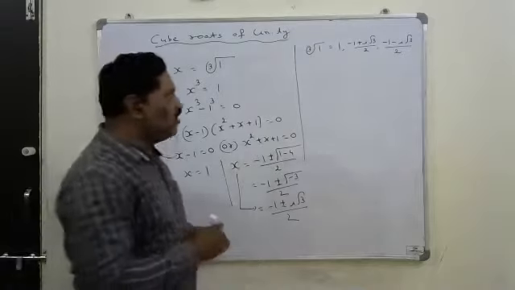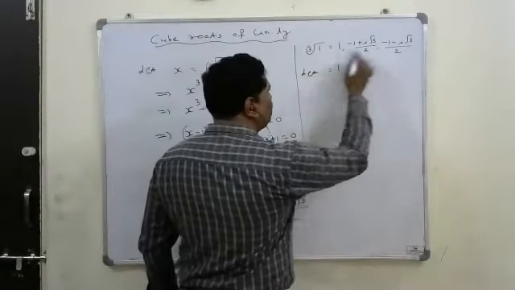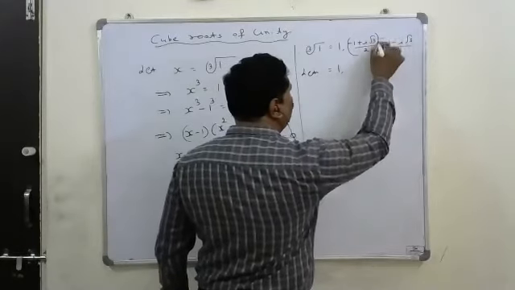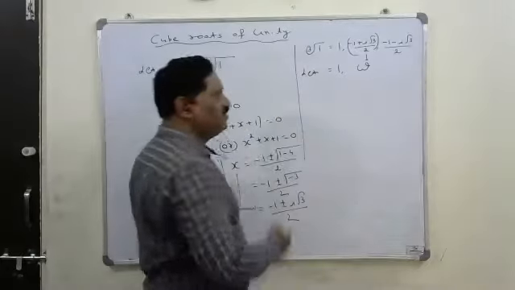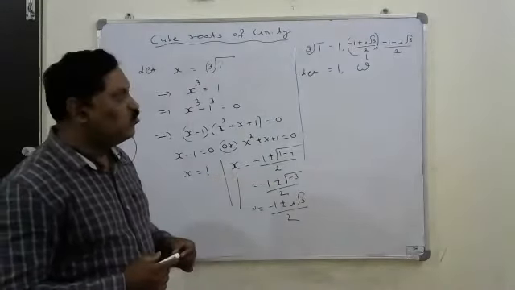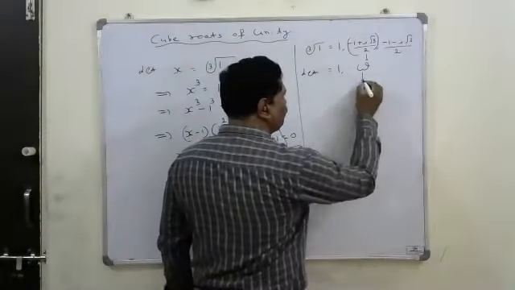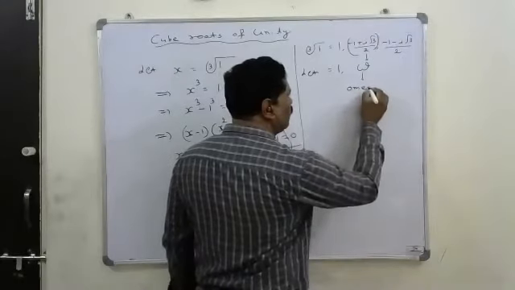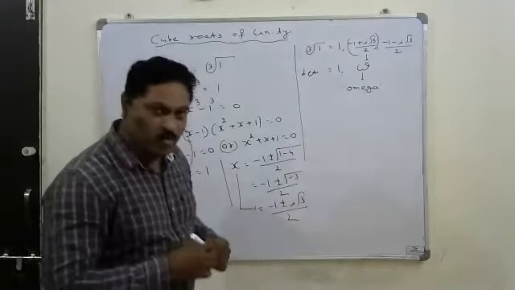Understand? So now, this is 1, and this value, minus 1 plus i root 3 by 2, we are going to represent with a symbol. What is the symbol? Omega. That is, we'll call it omega. This is the omega, not a w. Okay, that is the omega.